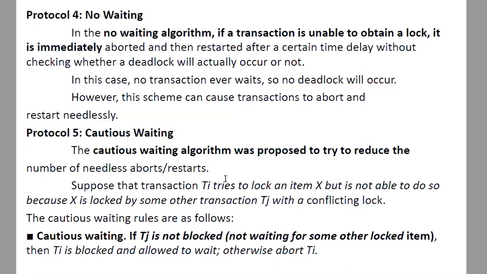So suppose the transaction TA tries to lock data item X, but is not able to do so because X is locked by some other transaction TJ with a conflicting lock. So what rule is followed in cautious waiting? If TJ is not blocked and not waiting for some other blocked item, then TA is blocked and allowed to wait. Otherwise, abort TA. So here a simple small modification is done in the cautious waiting.